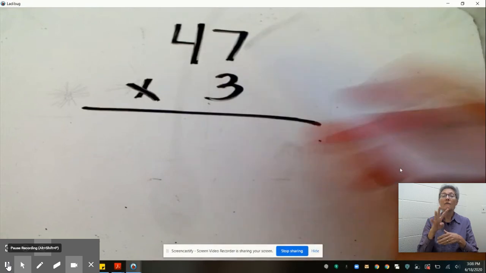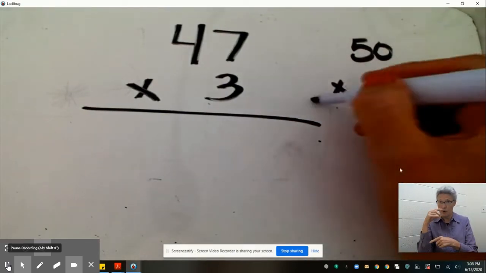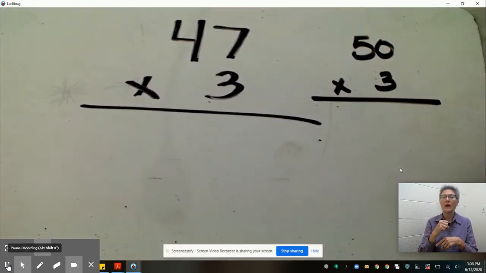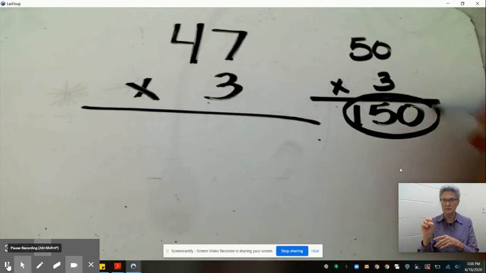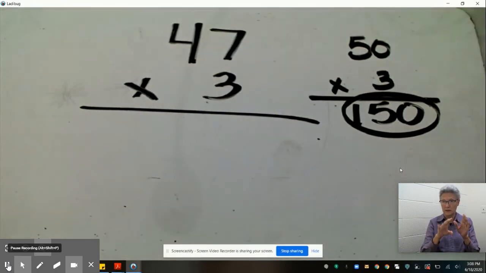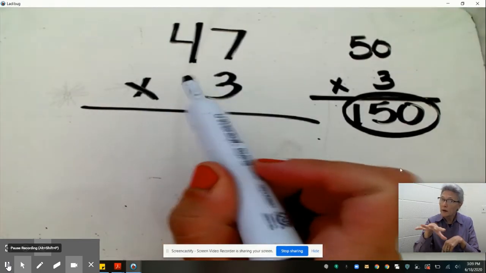So 47, I'm going to round to 50. I'm going to make my estimate by saying 50 times 3, which I know is 150. So I'm going to keep this estimate over here because I know that I want to check my final product with my estimate to make sure my answer is reasonable. So back to our original problem.